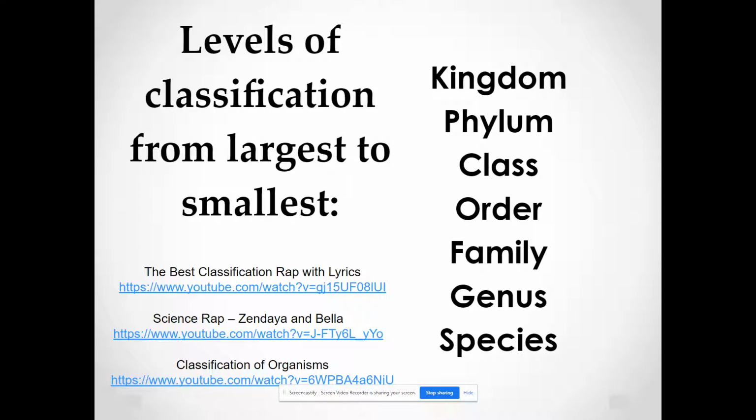So the binomial nomenclature is a two-part naming system that scientists use to name organisms, to give an organism a scientific name. Binomial nomenclature is a two-part naming system which allows every organism to have a scientific name. So binomial nomenclature is the genus and species, which is the scientific name of an organism.